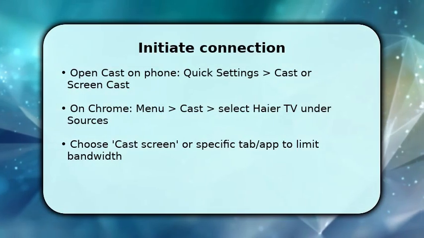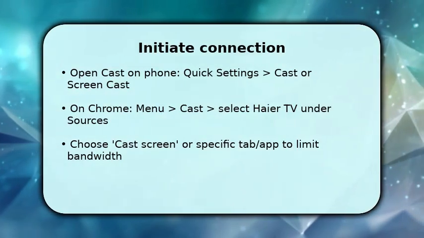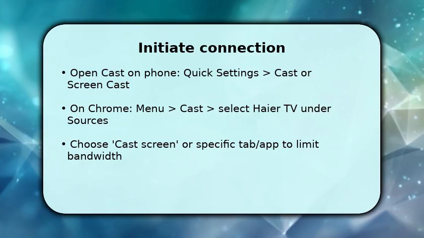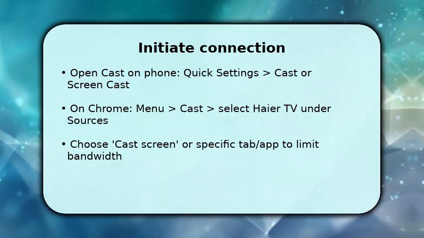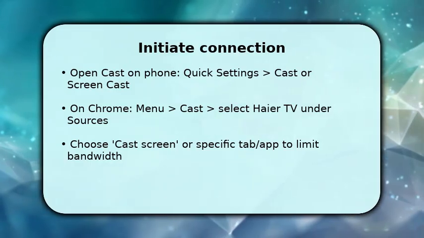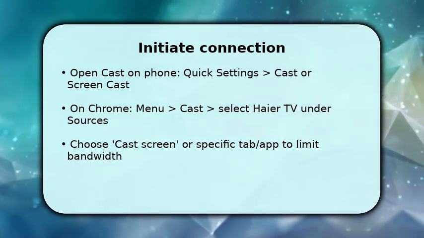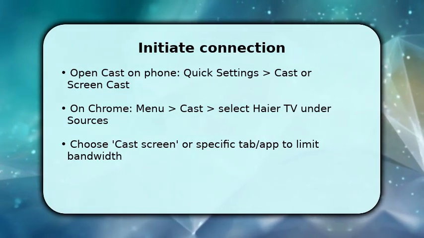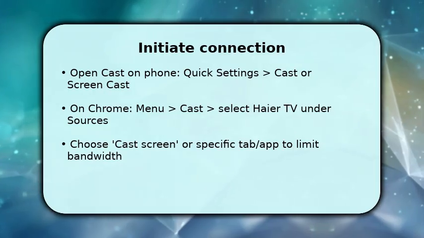You now initiate the connection from the source device. On Android, pull down Quick Settings and tap Cast, then choose your Hey Google TV. On a laptop, use Chrome's menu, pick Cast, and select the TV under Available Devices. If you want only one tab, select Source, Cast tab to reduce CPU and network load.